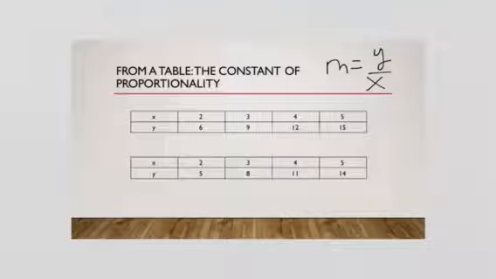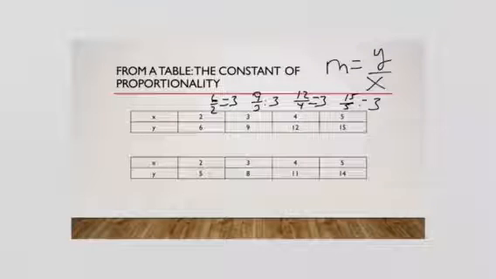On the first set, we have 6 divided by 2, which is 3. 9 divided by 3, which is 3. We have 12 divided by 4, which is 3. And 15 divided by 5, which is 3. So we have a constant of proportionality, which means y and x are in a proportional relationship to each other.